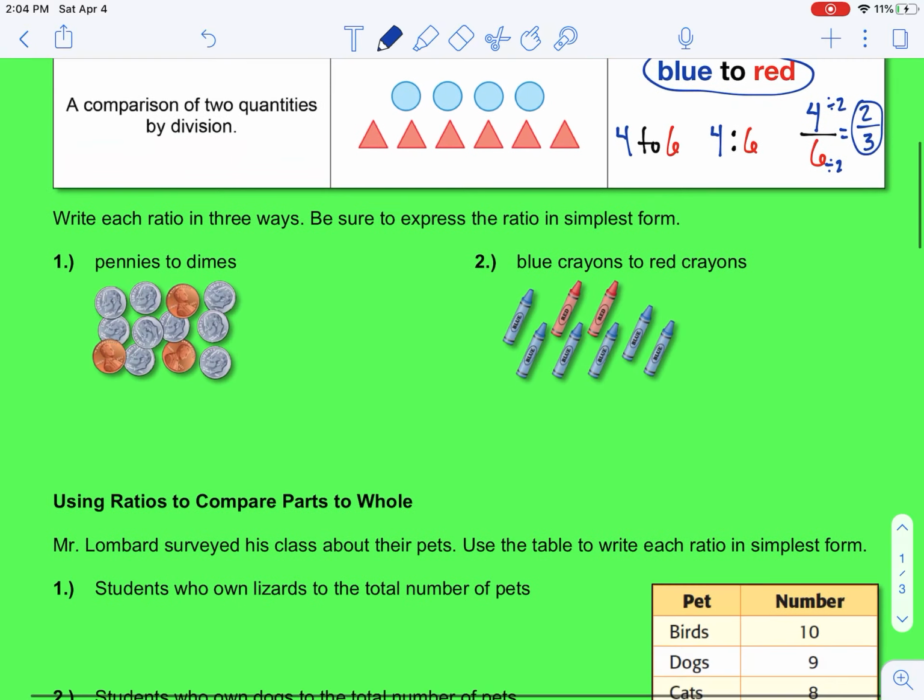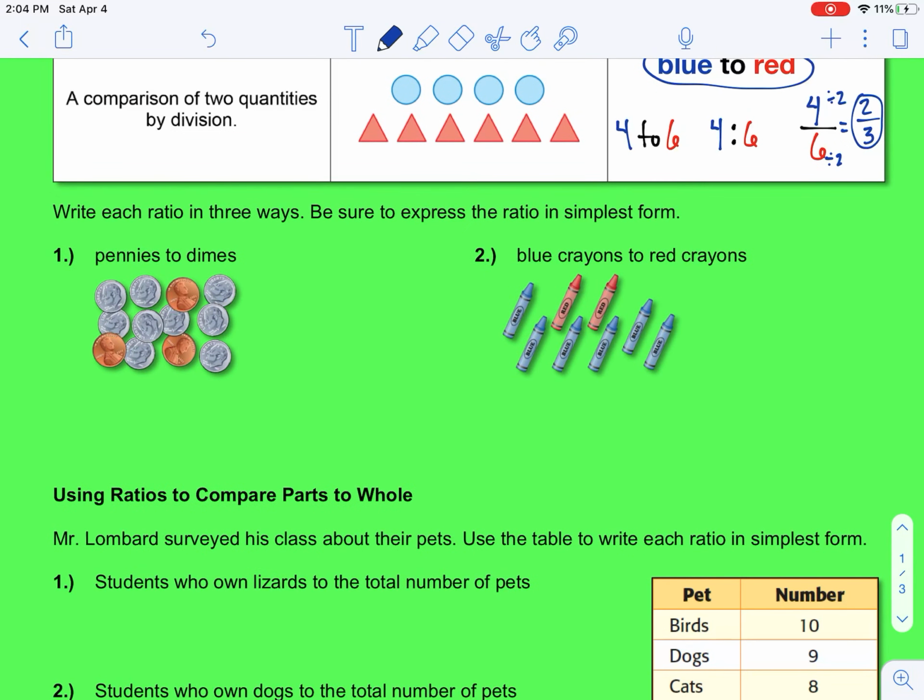All right, let's take a look at our first couple examples. The first thing we're going to do is write each ratio in 3 ways. We're going to use the word "to," the colon, and the fraction, and then we're going to be sure to express the ratio in simplest form. We'll just do that one time, probably as a fraction, because that's the way that I prefer to do it.